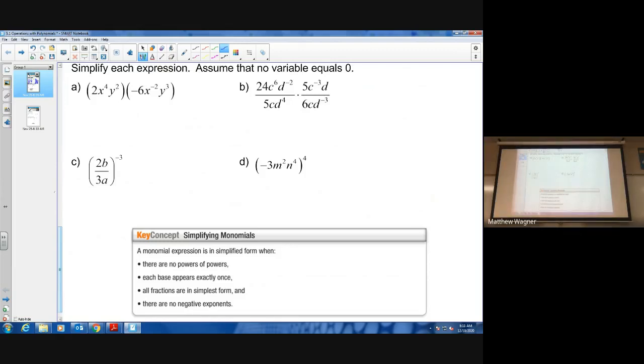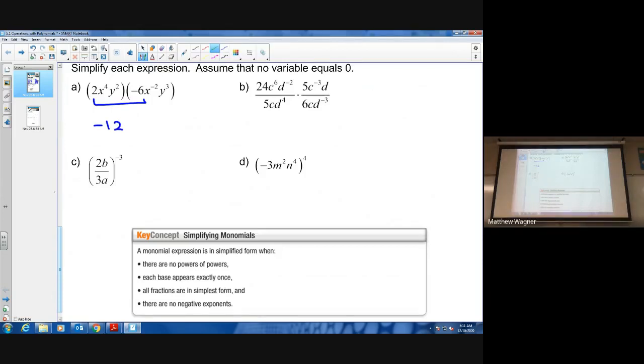Okay? So when I see these problems, there's usually a lot going on, okay? It's really easy to make a mistake if you try to do 6 things at once, okay? So what I recommend is doing one thing at a time. So when I see problem A, I'm going to pick out those numbers first because I know that's -12, okay?